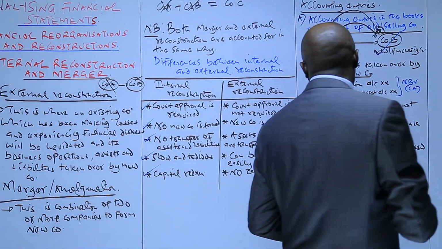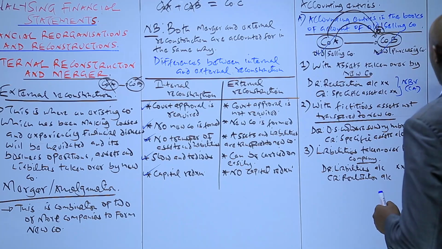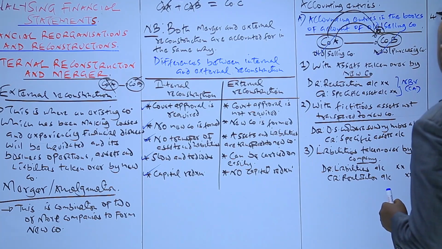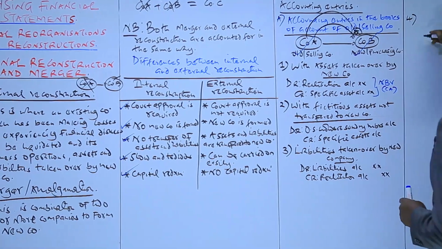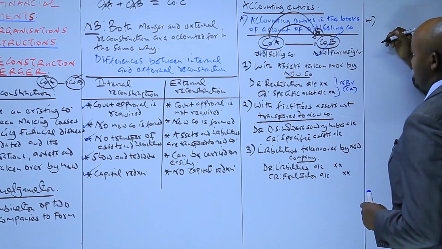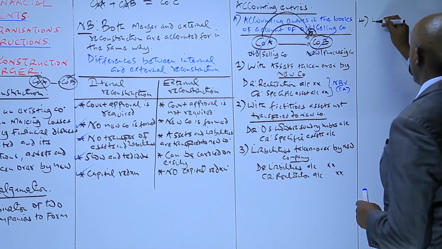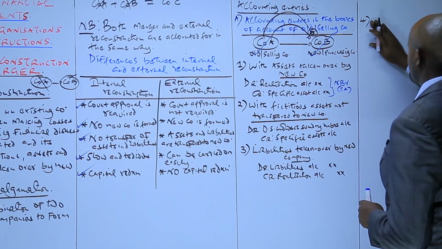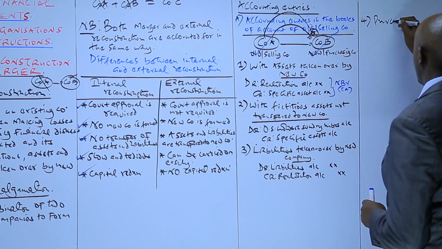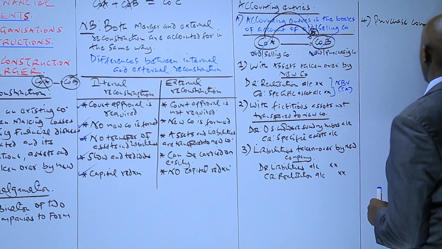Like a bank overdraft. So then from there, number 4, we can look at the accounting entry for the liabilities. I think we have talked about the liabilities which were taken over. Let's look at the accounting entry for purchase consideration agreed.